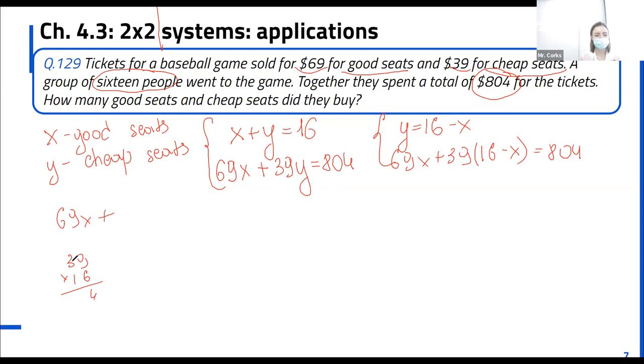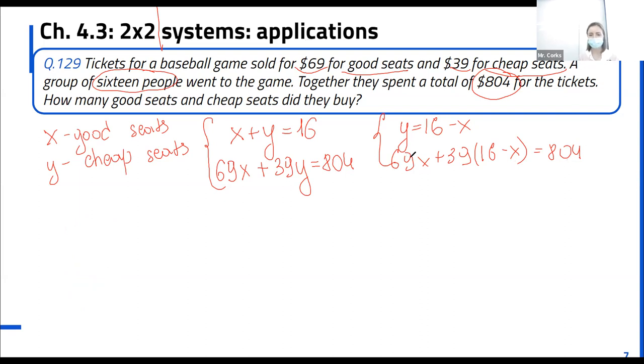6 by 9, 54. 3 by 6, 18, plus 5, 23. Am I doing right? No, I don't. By the way, before doing this, we can take a look whether we can make the equation simpler in order not to multiply by so many numbers.